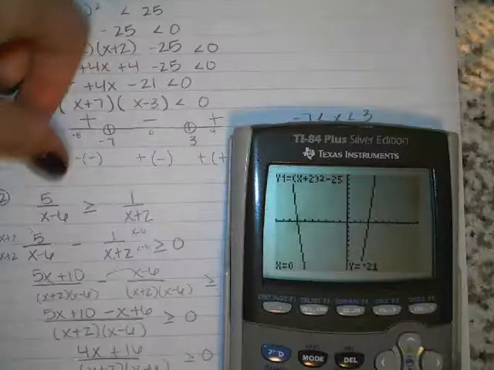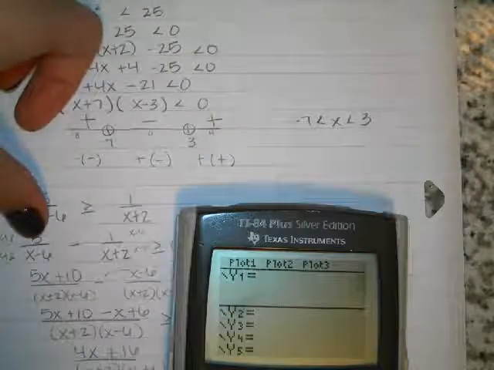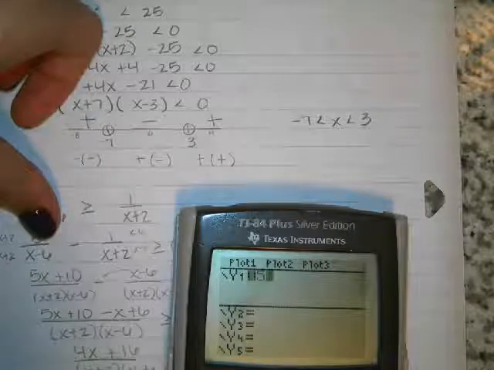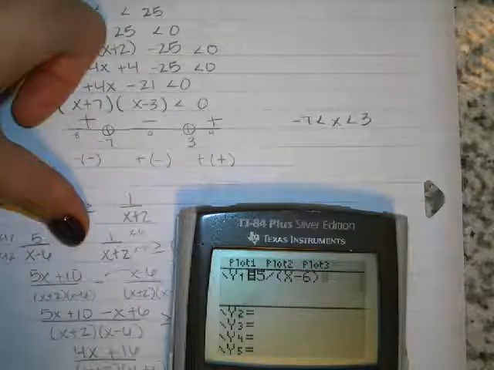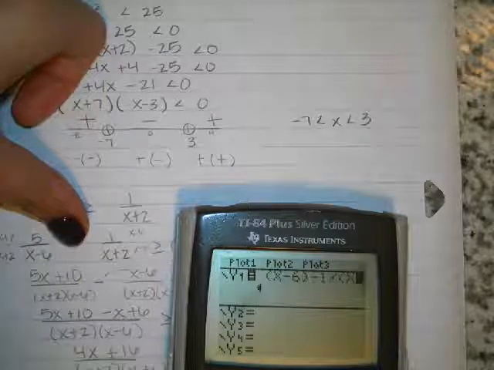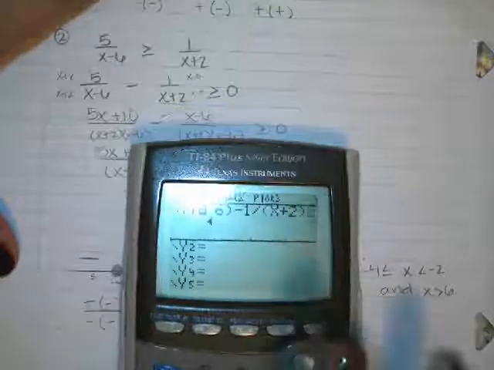All right, so I'm going to do the same thing with the next one. I'm going to do, again, as close to the original as possible, 5 divided by x minus 6 minus 1 divided by x plus 2, and I'm being careful to put the denominators in parentheses. And then I'll go ahead and graph that.